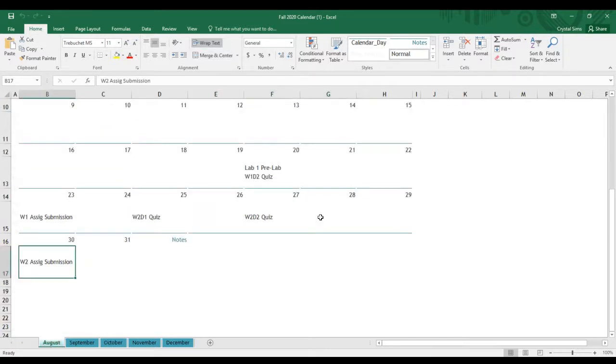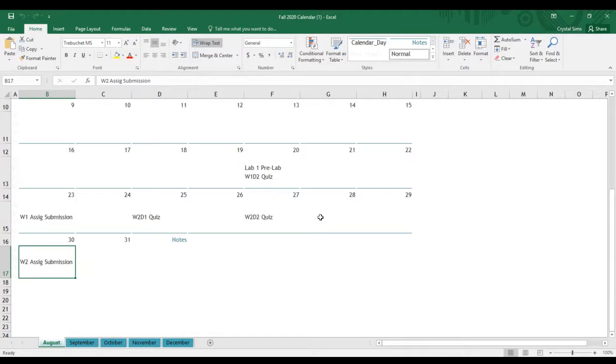So for instance, if we go back to August and we look at what is coming up in week 2, so tonight you actually have your week 1 assignment submission that's due by 11:59, and that's where you need to submit the paper chromatography and the laboratory methods assignments.